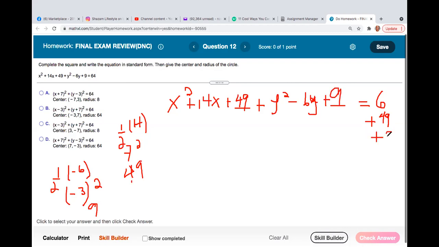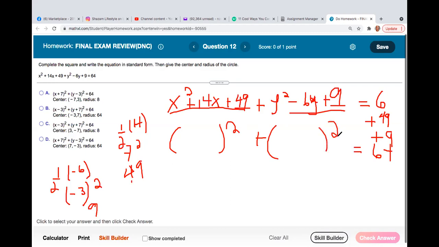And so after doing all of this, you add up everything. This is going to give you a 64. And then, of course, on the left side, you have a perfect square trinomial here, another perfect square trinomial here. So now you have to factor them into binomial squares. How do you get your binomial squares, guys? This is the shortcut to getting your binomial square.